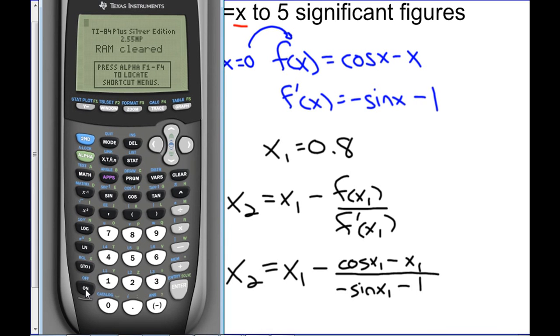The first step is to tell it what your initial guess is, 0.8, and then press equals so that that becomes the answer. Now, what we're going to use in place of x1 when we input this is the answer key. So we go answer minus, open brackets, cosine of the answer, minus the answer. Answer acts as x, divided by negative sine of answer minus 1.